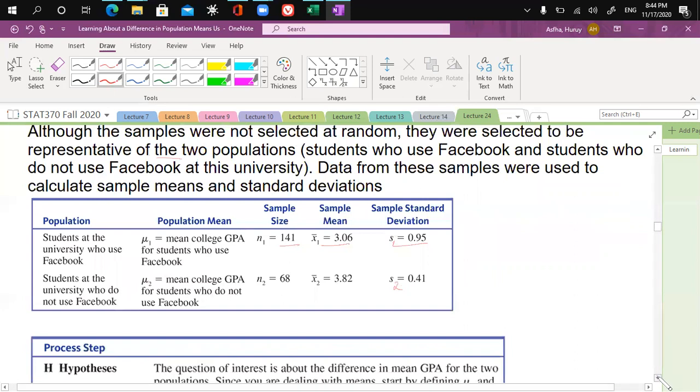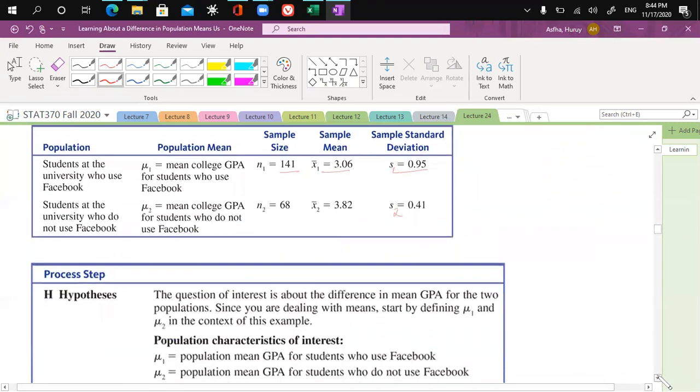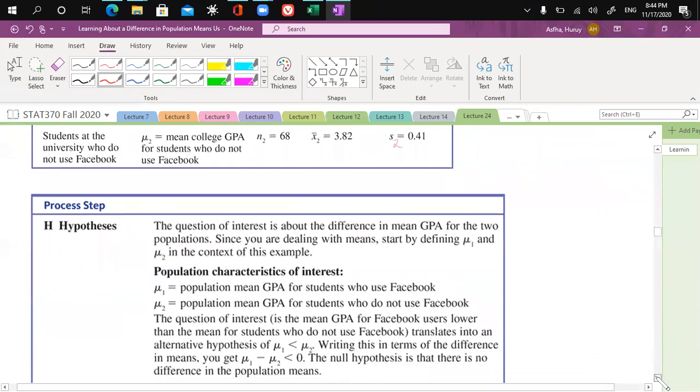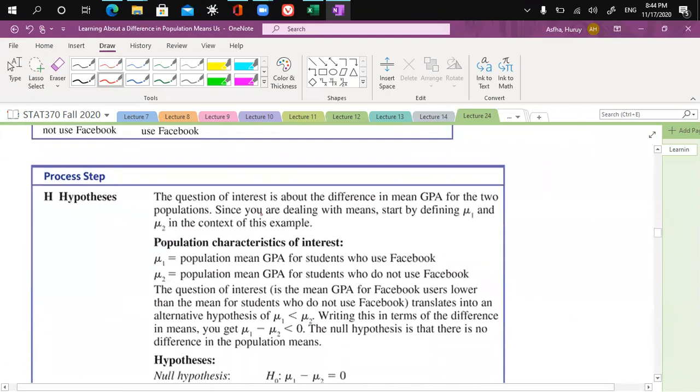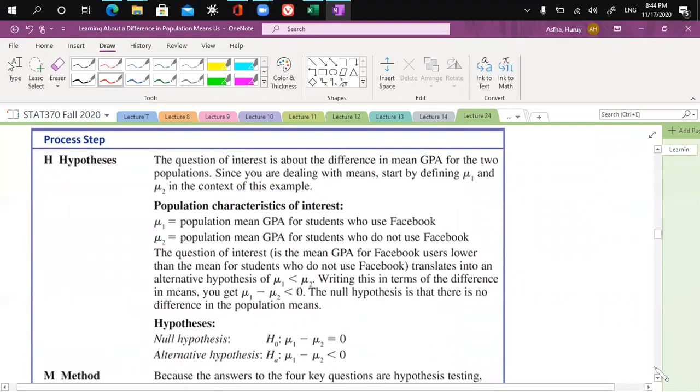We wanted to see if the first group has lower GPA than the second group. Now we need to translate this into a hypothesis. When we perform a hypothesis test, the first step is writing your hypothesis. If we translate the problem into a hypothesis test, the null hypothesis will be mu1 minus mu2 equals 0. And the alternative hypothesis will be mu1 minus mu2 less than 0.